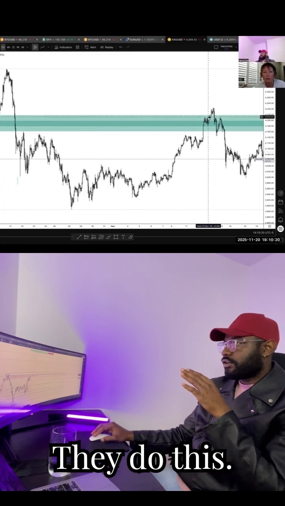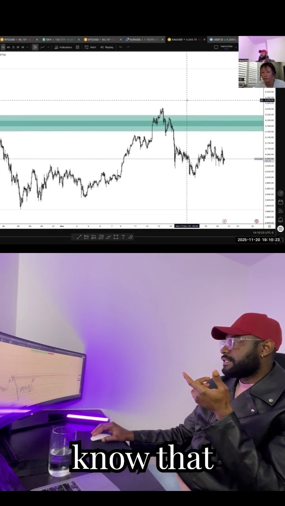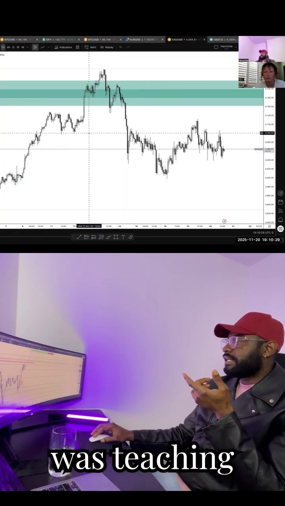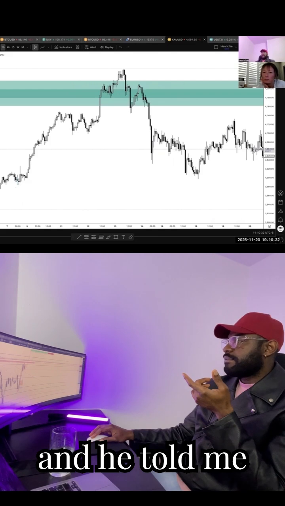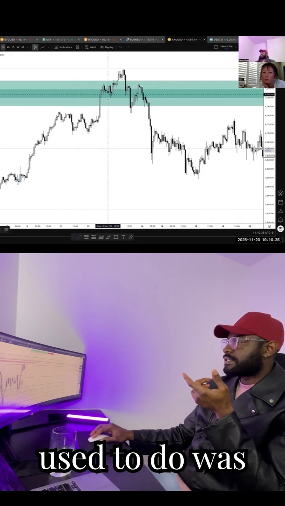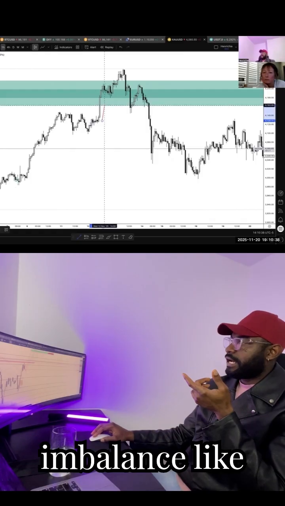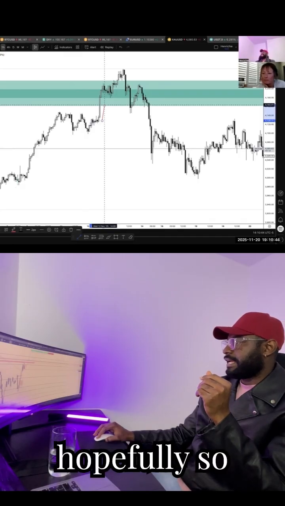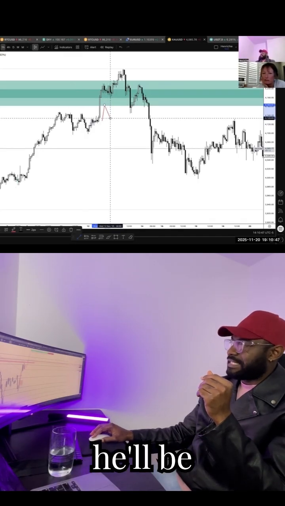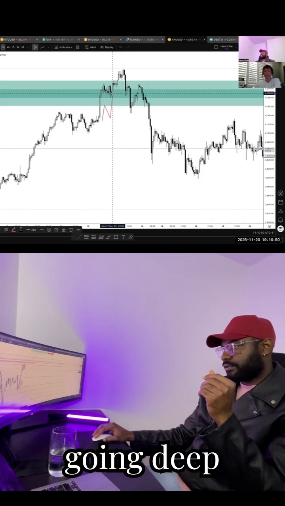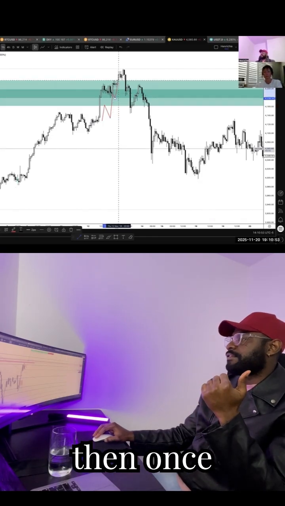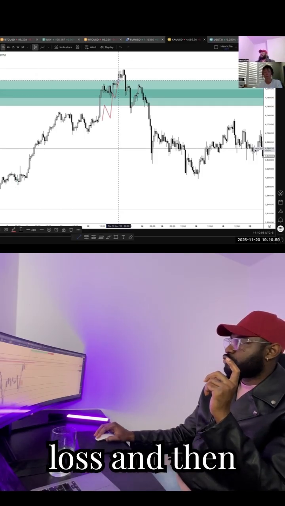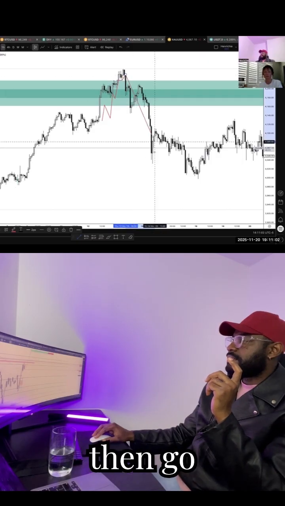This is something very normal. They do this intentionally because they know that there are traders that do this. There was this guy I was teaching how to trade, and he told me that what he used to do was, once price comes into an imbalance like this, taps it a little bit, he will start selling massively, opening so many positions. And then he'll be looking at the trade, and price will be going deep inside the imbalance. And then once price is very close, like it's literally covered the imbalance, he'll just close the trades in a loss. And then the market will literally do something like this and then go towards this direction.